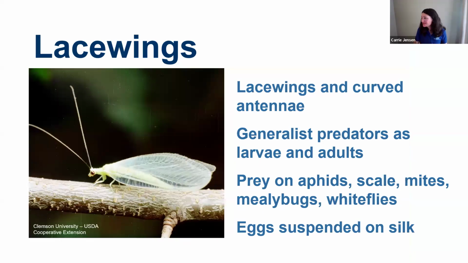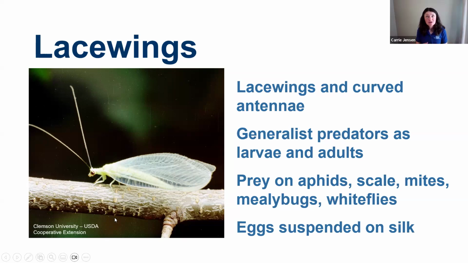Other beneficial insects, I'm going to run through a couple of other ones that don't fit into those larger orders. So there's lacewings. They have the big curved antenna. They're pretty distinct looking. So most people recognize these guys because of their lacy wings. They're generalist predators, both as larvae and as adults. They prey on aphids, scales, mites, mealybugs, whiteflies, and their eggs are suspended on silk.